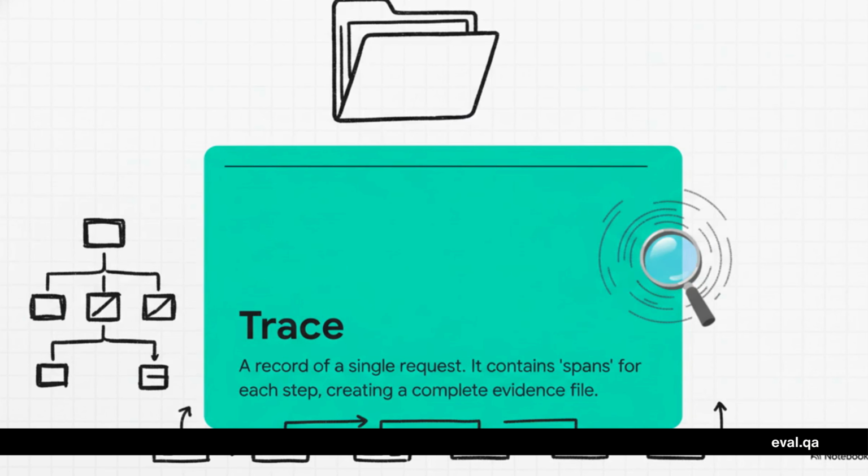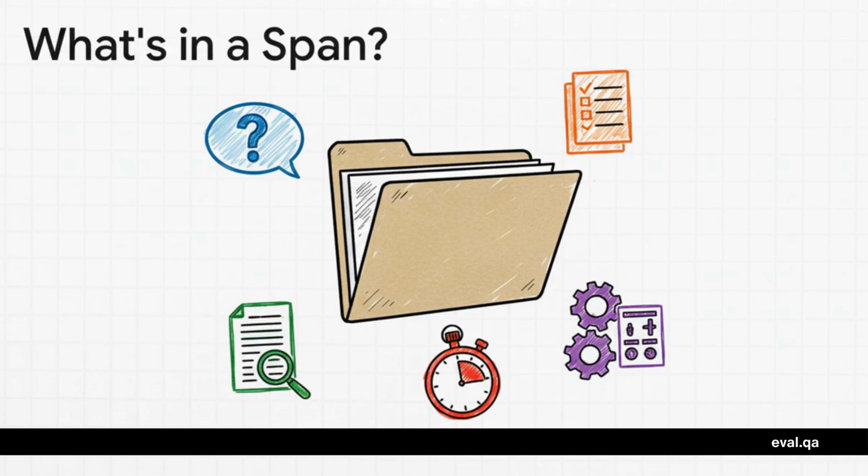And the way we do this is by creating something called a trace. Now, the best way to think about a trace is to just call it the complete case file for a single AI decision. And inside that case file, every single piece of evidence, each one of those steps we just saw, is called a span. It's the entire chain of events all laid out. And what kind of clues are we talking about here? Oh, it's everything.